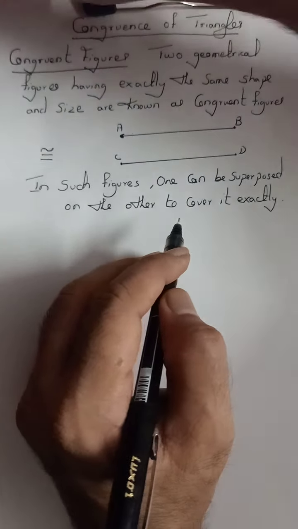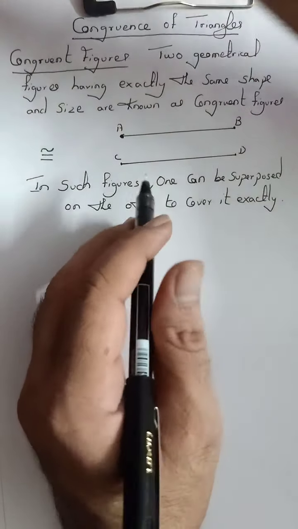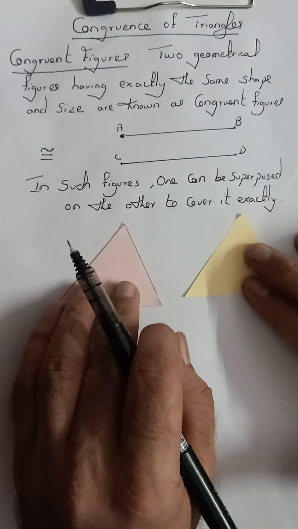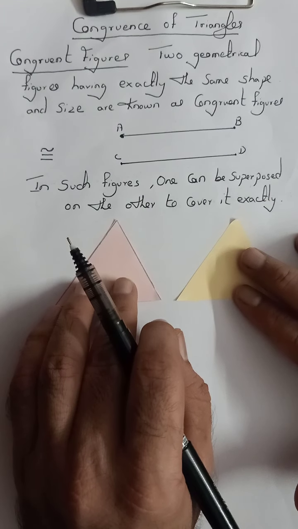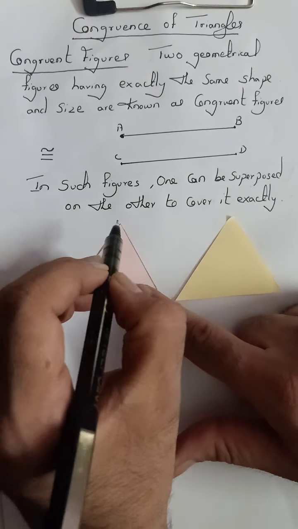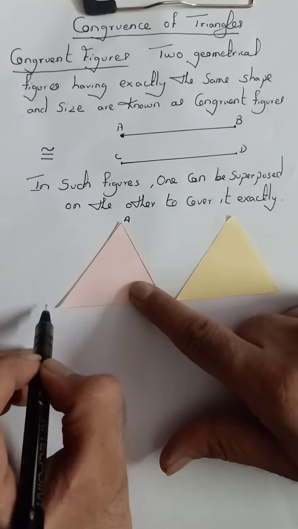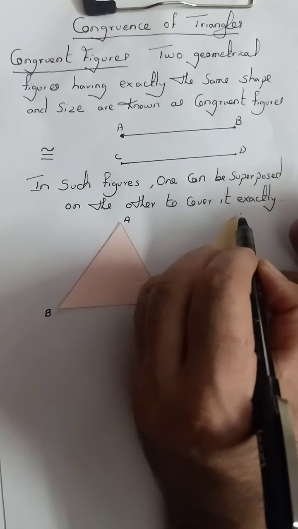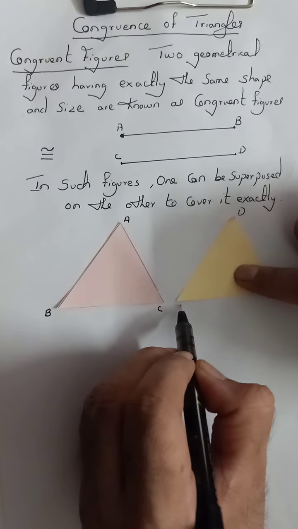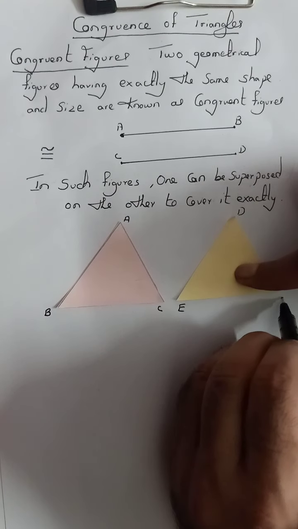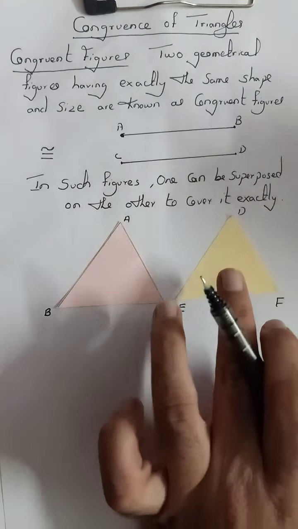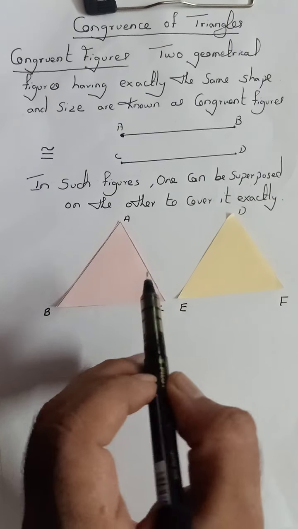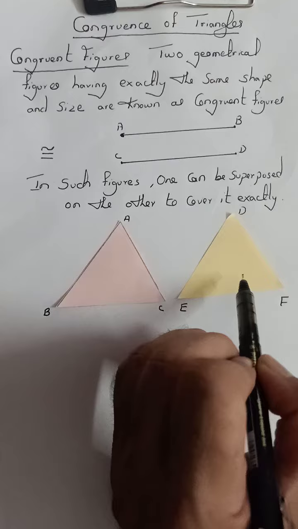So for that, I have made two triangles. Say this is one triangle, and I have made one more triangle in a different color. I'll just mark here: this is A, B, and C, one triangle, and the second triangle is say D, E, and F. Clear? So I have made two triangles. If you see these two triangles, they have the same shape and the same size.